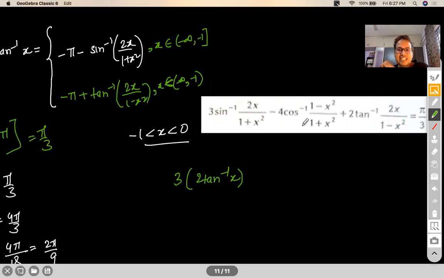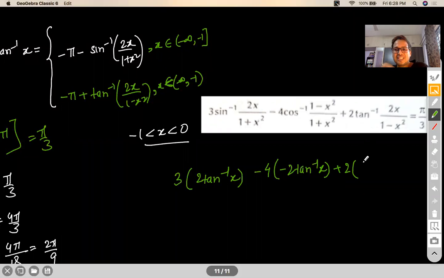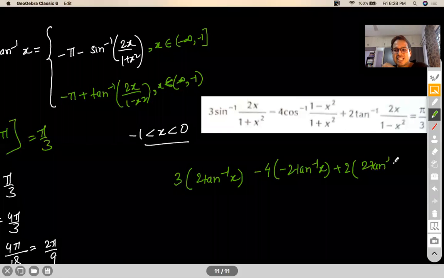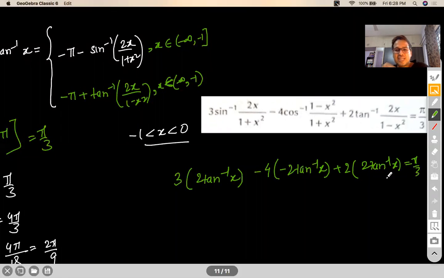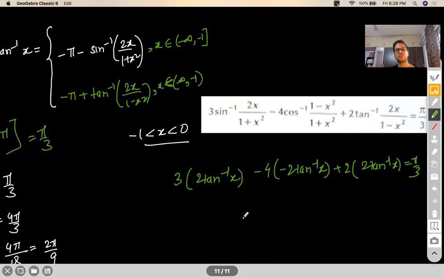And what about this guy? This guy is going to still follow -2 tan inverse x. Correct? And this guy is going to again follow the same 2 tan inverse x formula. Okay, and on simplification, what I'm going to see, 6 plus 8 plus 4, that's going to be almost 18, right?